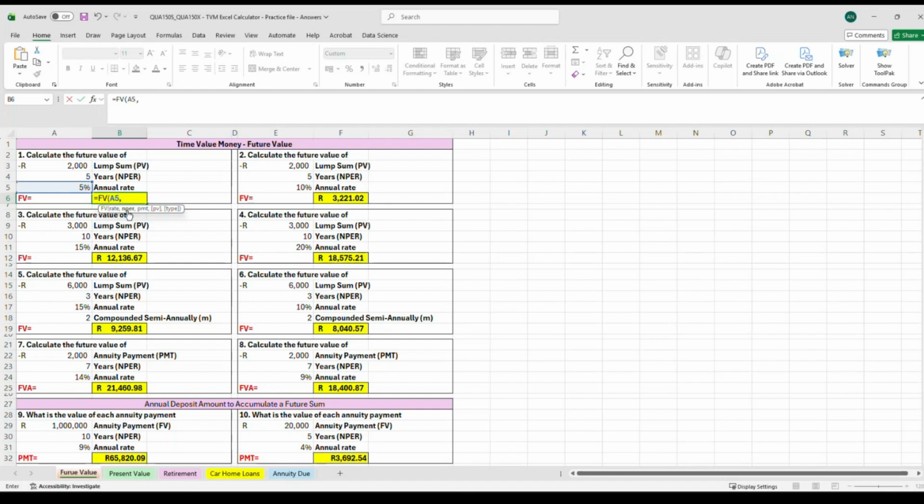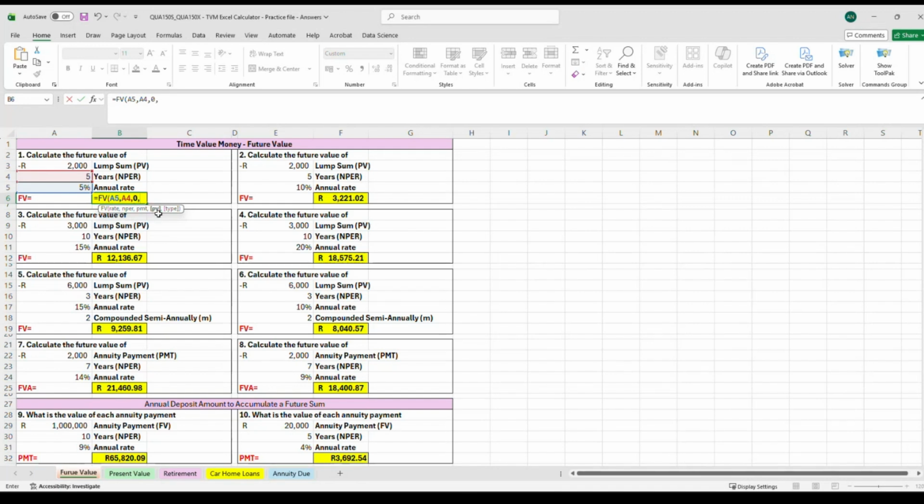So I'll do a comma, and now it selects NPER. We need to select the next thing, which is NPER. On our information, NPER is this 5, which is 5 years. Select the 5, then we say comma. Now it says we must select PMT, but on our information, we don't have PMT. This is a lump sum PV. If we don't have a PMT, we just need to select or type the number 0 in your formula, and then you need to press comma.